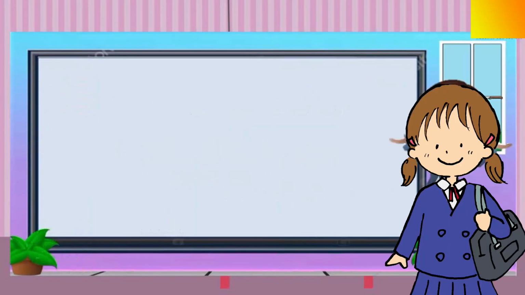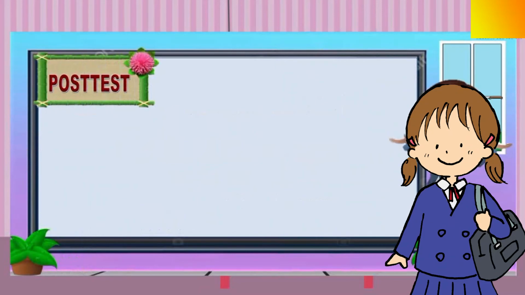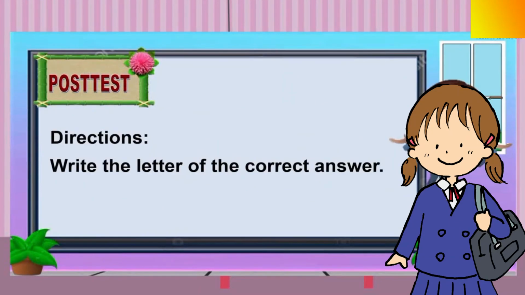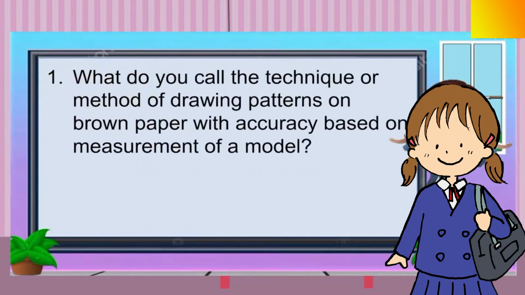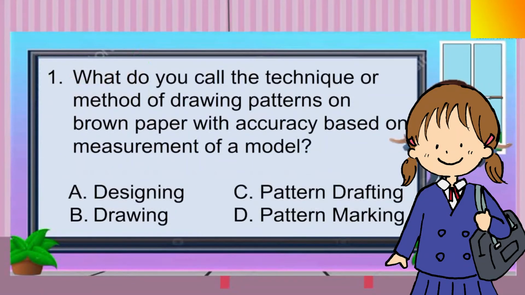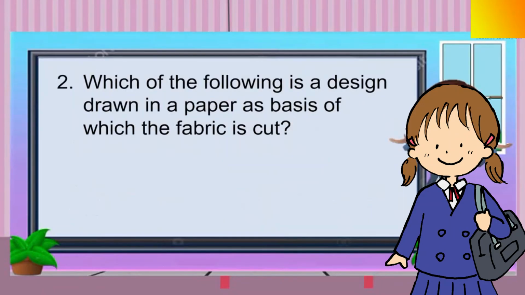Okay, classmate, let's see if you have learned something. Directions: encircle the letter of the correct answer. 1. What do you call the technique or method of drawing patterns on brown paper with accuracy based on the measurement of a model? A. Designing. B. Drawing. C. Pattern drafting. D. Pattern marking.